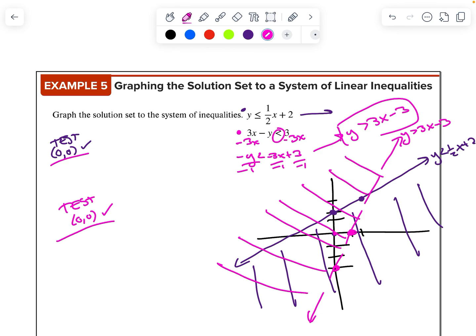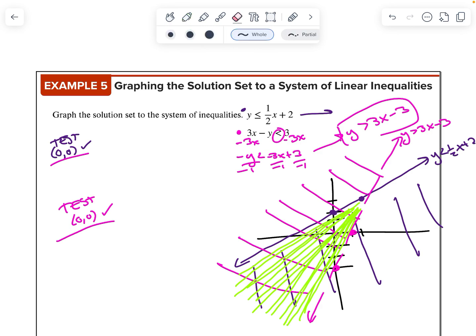And I'm looking for only things that are shaded in both regions, both pink and purple. And look here, the piece that's shaded is this wedge. That wedge is shaded both pink and purple. That wedge right there. So when you go to graph this on ALEKS or on MyLab, you only want to shade inside that yellow wedge that I just made.